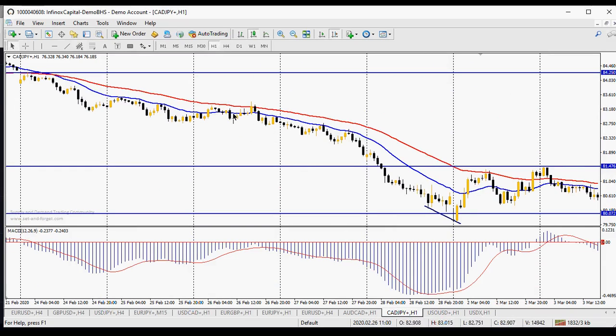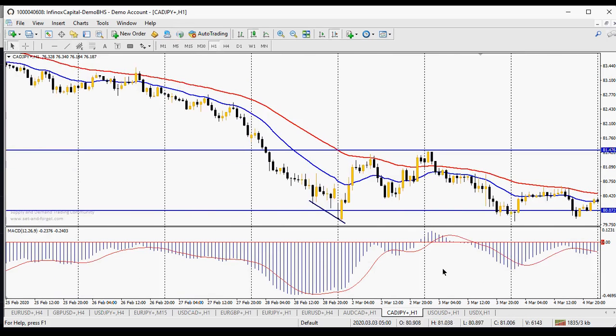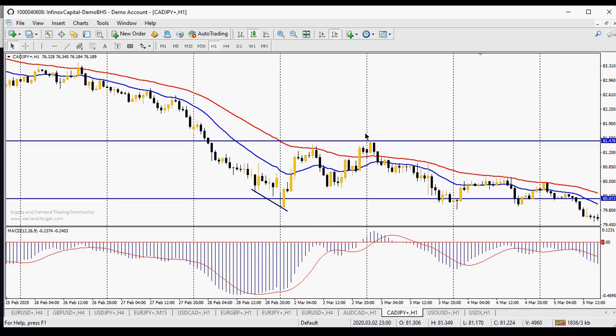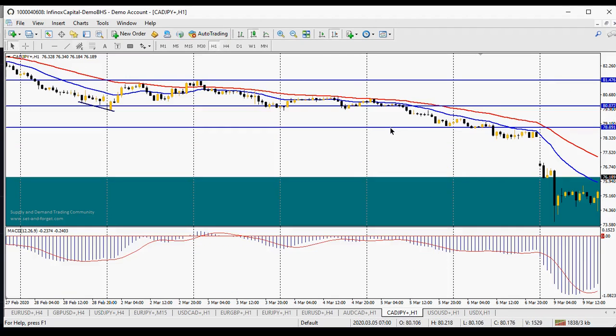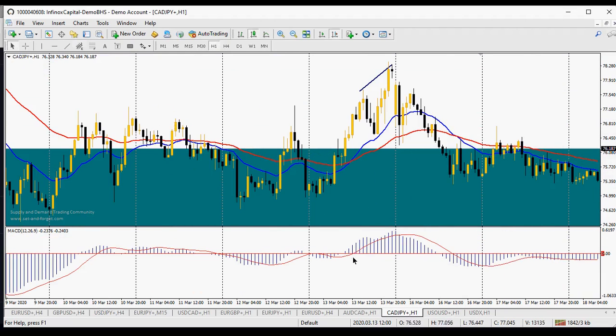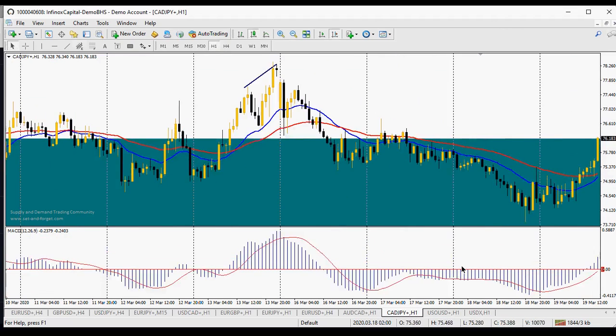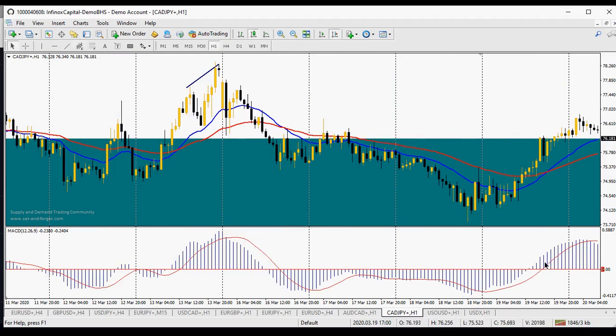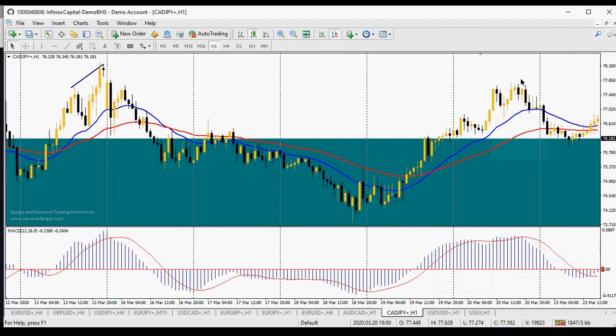The market remained bearish all throughout, up to this point. You can see the market was bearish below zero, and then when it came above zero, it retraced a bit, but immediately came back under zero, and the bearish trend continued under zero. But when it came above zero, what happened? The market pushed up. When it came below zero again, the market started dropping.